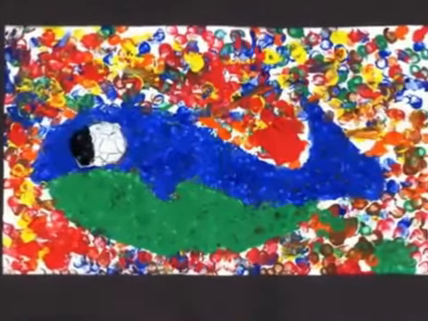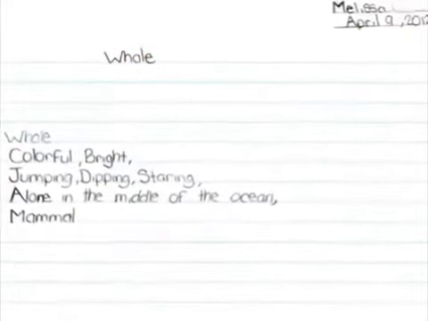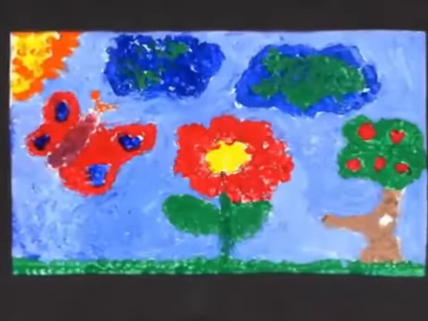This is a whale by Melissa. Whale, colorful, bright, jumping, dipping, staring, alone in the middle of the ocean, mammal. Horizon by Trinity. Horizon, lonely, colorful, shining, glowing, shadowing, alone in beauty, orange. Flower tree. Flower tree, colorful, happy, standing, glowing, sparkling, the flower on a cloudy day, plant.